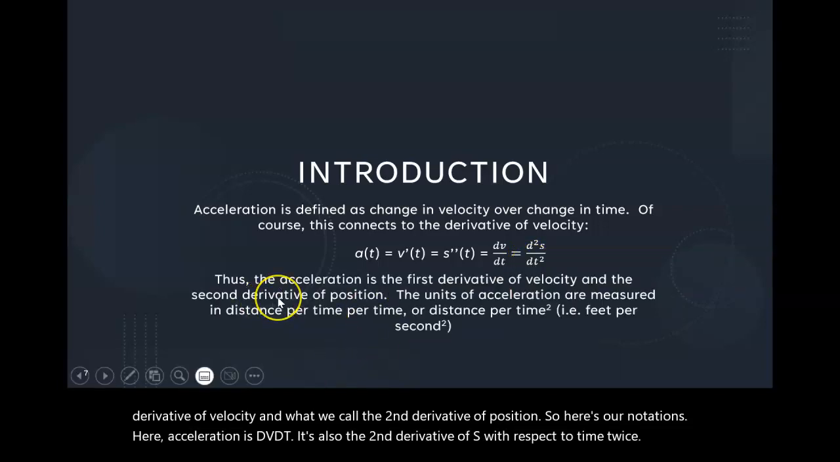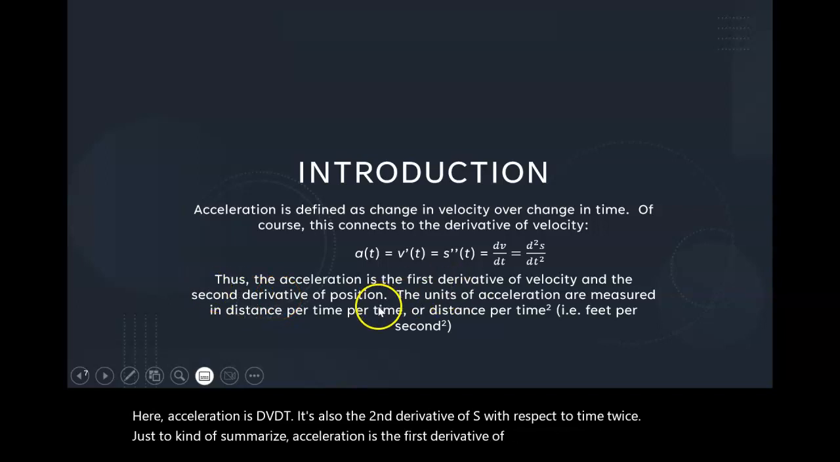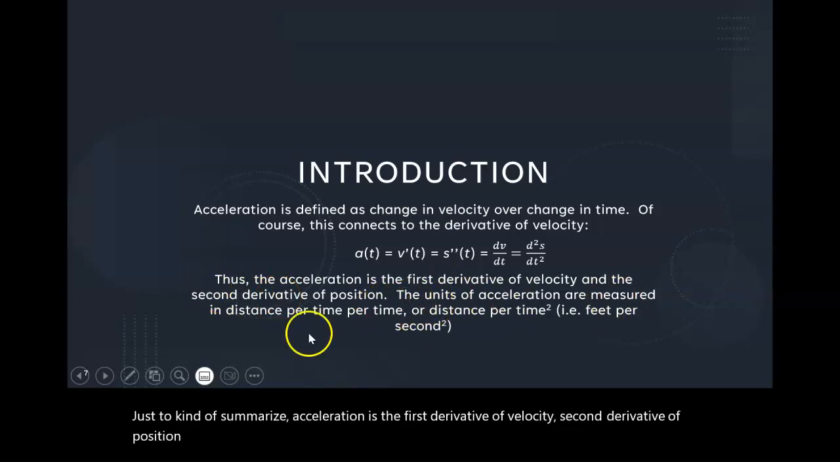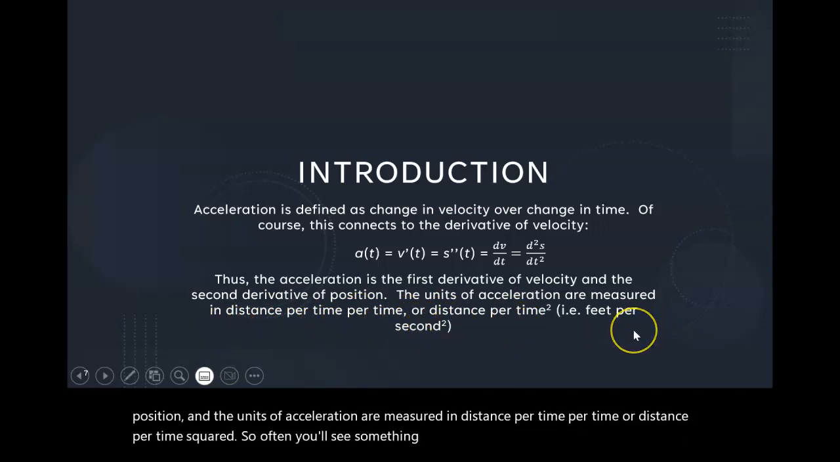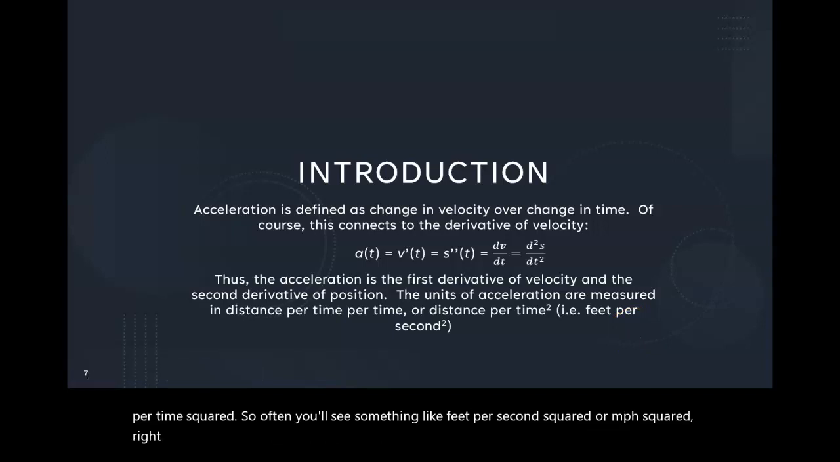To kind of summarize, acceleration is the first derivative of velocity, second derivative of position, and the units of acceleration are measured in distance per time, or distance per time squared. So often you'll see something like feet per second squared or miles per hour squared, right? It's the change in your velocity as time changes. That's tough to say.